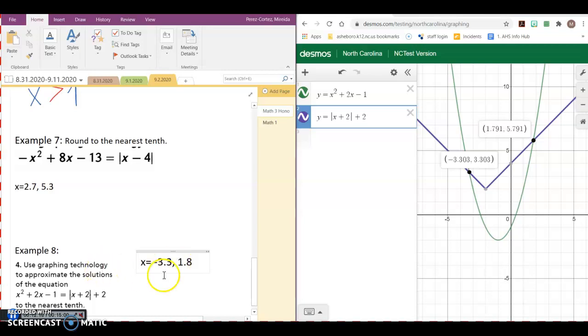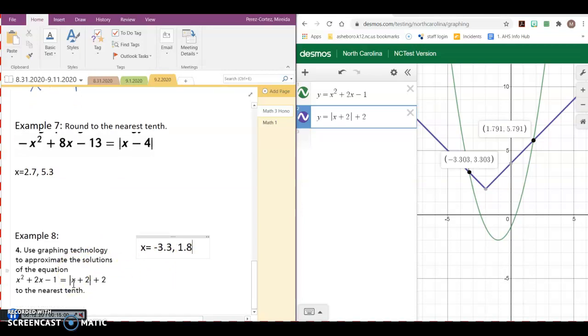And bam, there we go. We solved those equations using technology, using Desmos graphing. You guys have homework on the online textbook, so just keep that in mind. And hopefully this made sense.